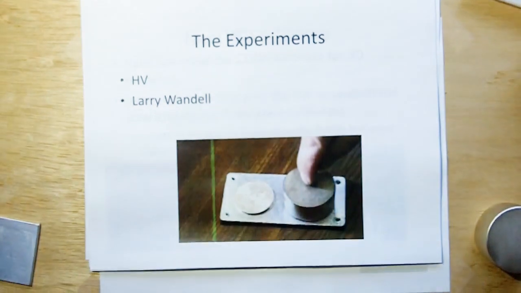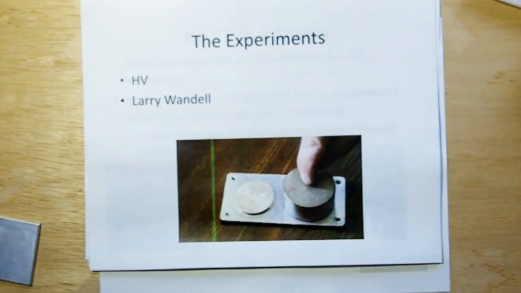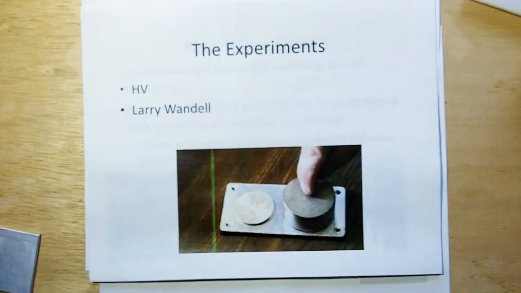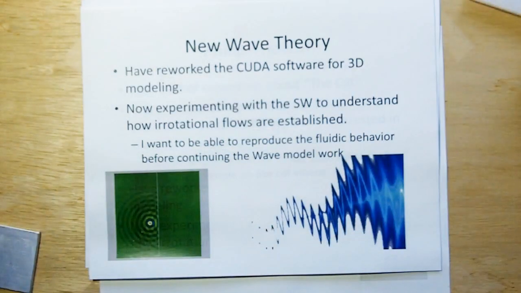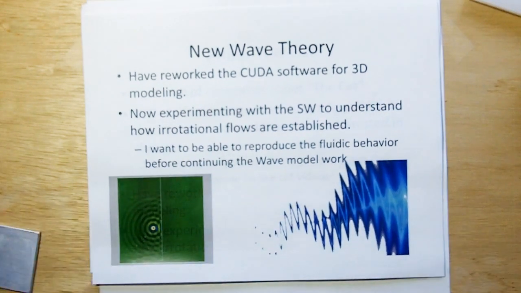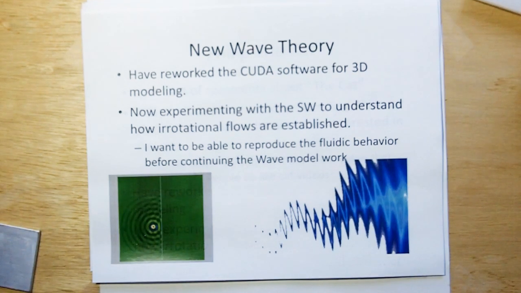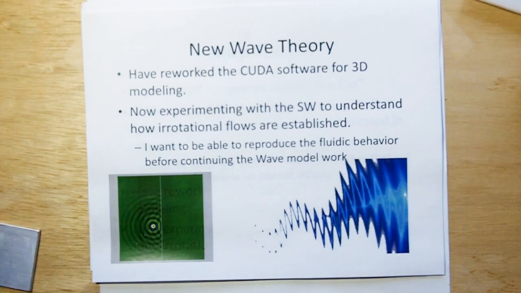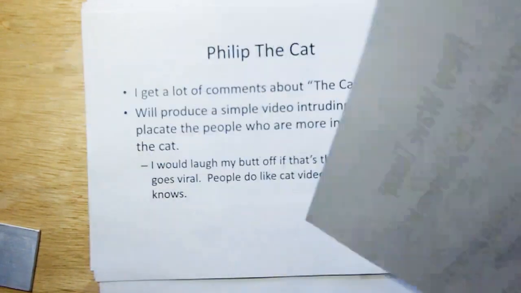Okay, we've got a lot of other experiments to do. This is just one of many I'm working on. New wave theory: I have reworked the CUDA software for 3D modeling. I might have said that in one of the earlier ones. I'm now experimenting with the software to understand how irrotational flows are established. I want to be able to reproduce the fluidic behavior before continuing with the wave model work. I want to get the fluidic properties, which we can clearly demonstrate, and those properties will be demonstrated in the initial retelling that I talked about before.